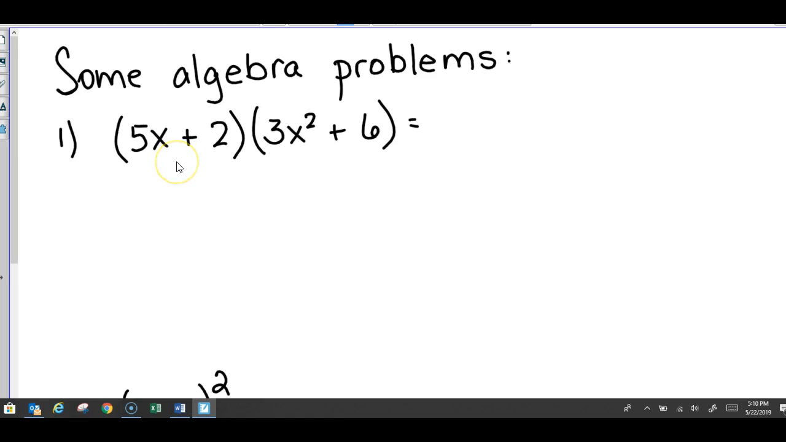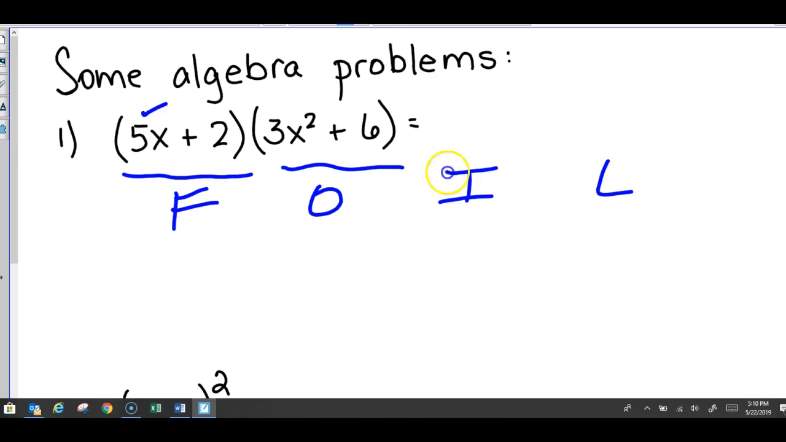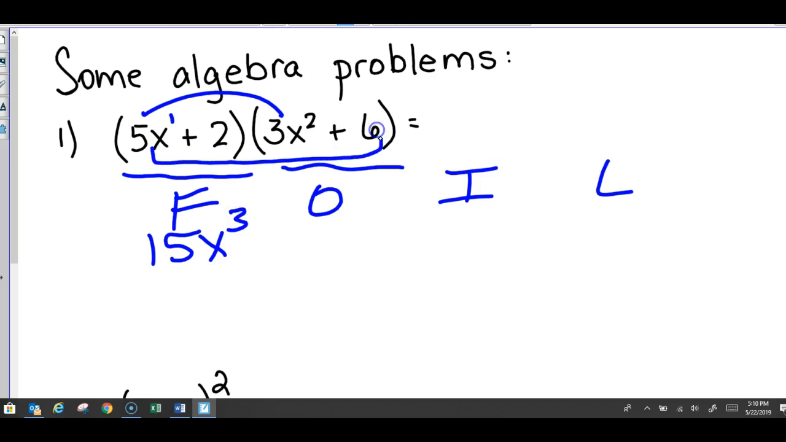With this first, you know that when you're multiplying a two-parter times a two-parter, we want to use the distributive property, and sometimes you may remember that that is short named the word FOIL. For the first times the first, 15x to the third, remember that we add the powers when we multiply like bases. The outer of the whole problem, so the 5x times the 6, would be a 30x, and they were both positive, so plus 30x.